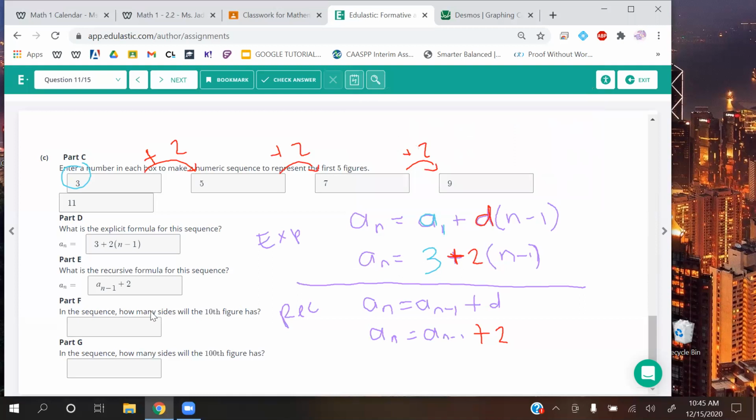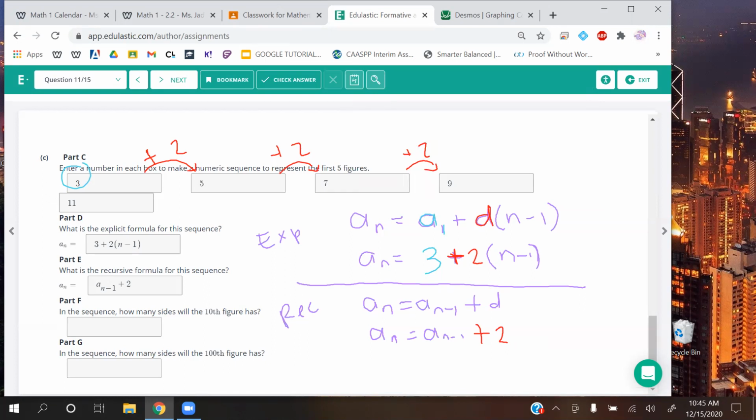Okay, in the sequence, how many sides will a 10th figure have? Great grammar, right? But we need to figure out the 10th figure. We already have the first 5. You can just continue adding 2 each time, or you can plug the number 10 into our explicit formula. That would probably be easier because look at part G. You want to find the 100th figure. You don't want to write out 100 terms. You want to plug it into your explicit formula. So let's practice with that.